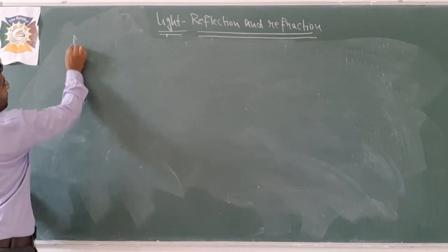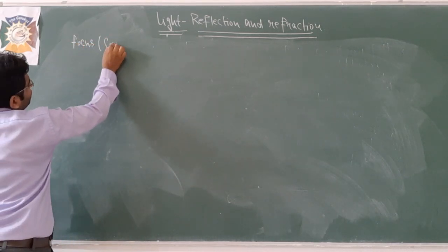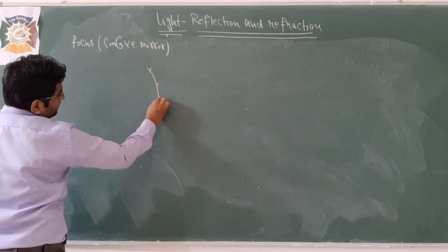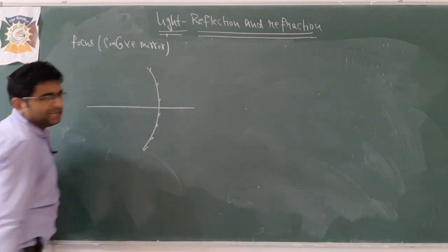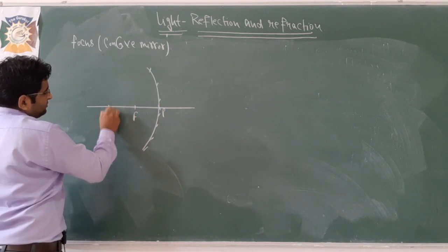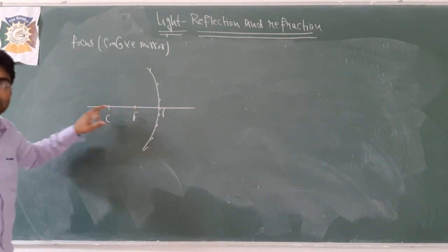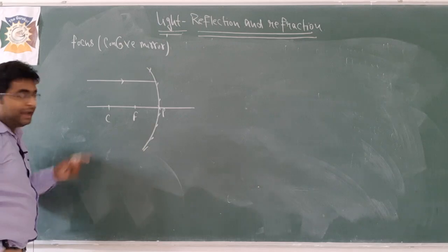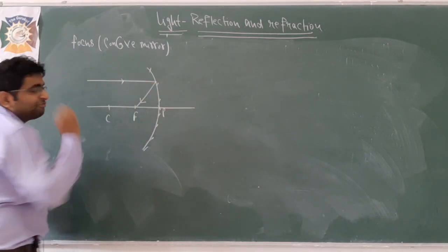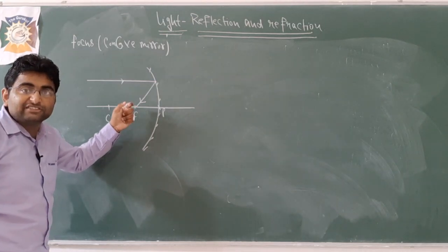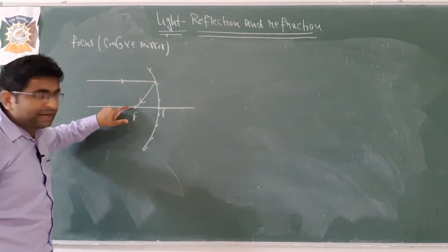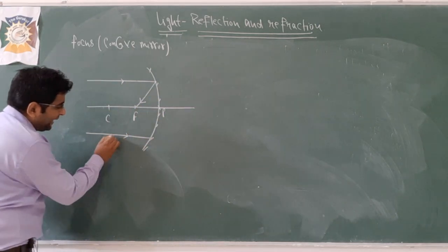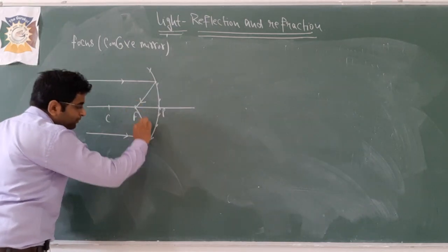Beta, look carefully. Focus in the case of a concave mirror. This is a concave mirror. This is the principal axis. Points P, F and C. So beta, focus is a point on the principal axis where all rays parallel to the principal axis actually meet after reflection. Focus is a point on the principal axis where a ray parallel to the principal axis actually meets after reflection from the mirror. So beta, this is a ray parallel to the principal axis and after reflection it will go to the focus.